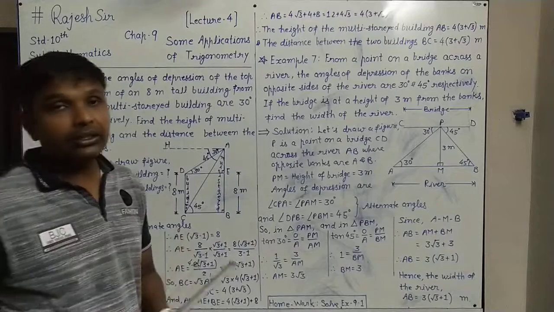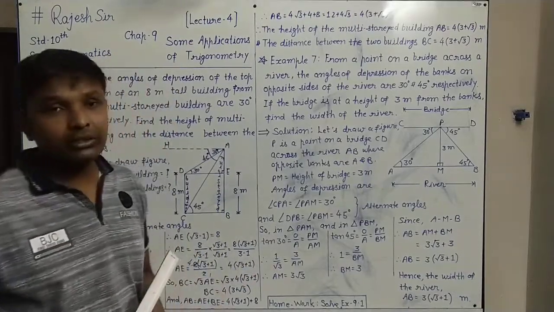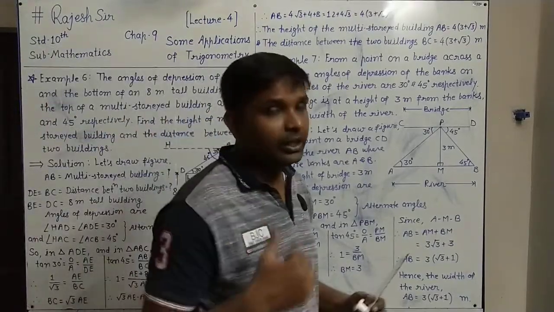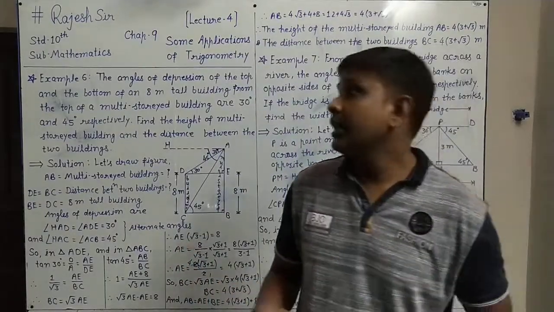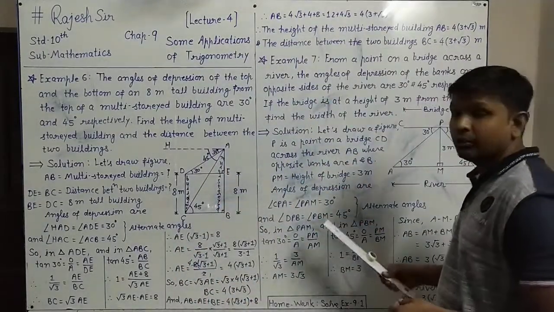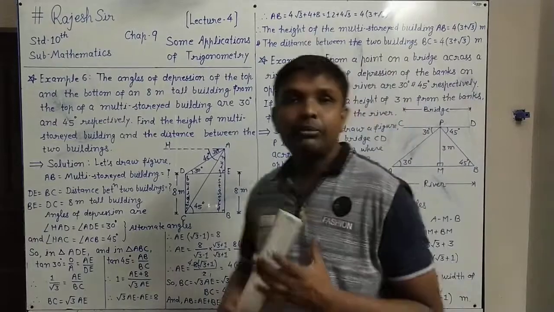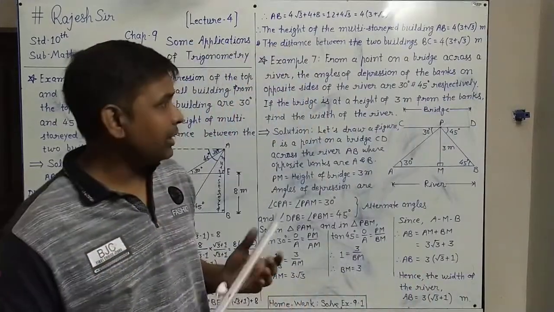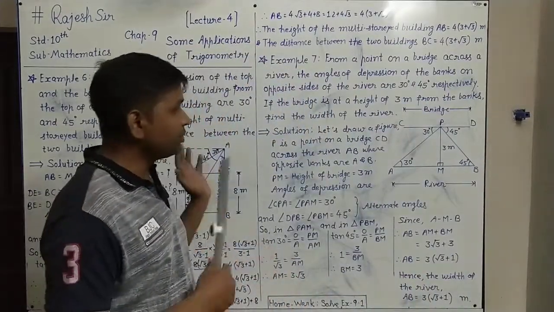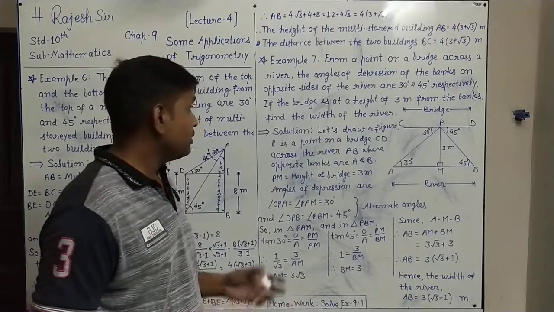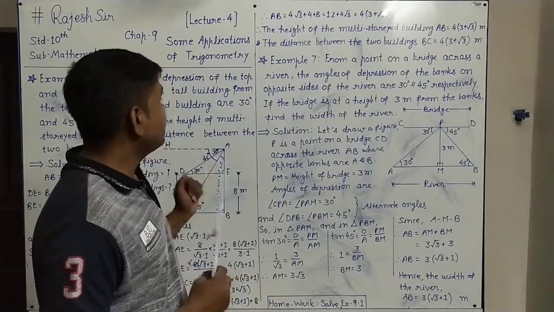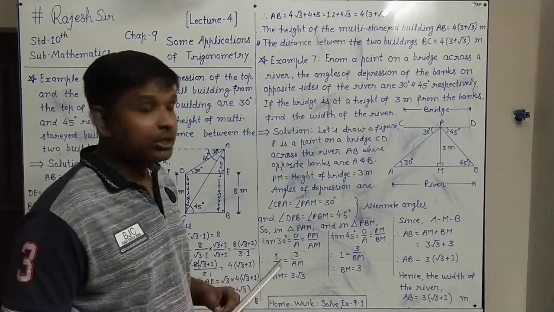So this way in all the examples we have seen some applications of trigonometry. In this chapter all the examples we have seen. The first 5 examples were related to angle of elevation, and the last 2 examples are related to angle of depression. So both types, angle of elevation and depression, we have seen, and how to deal with them. We have understood so many practical examples. 7 examples we have seen.